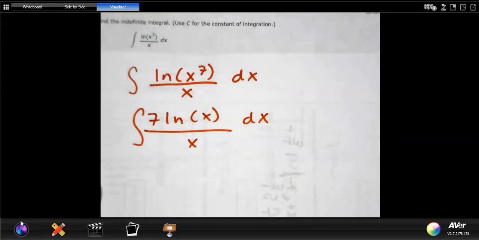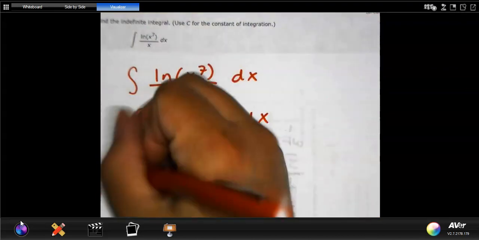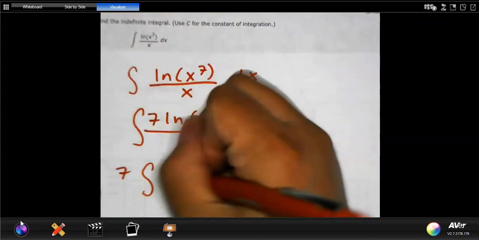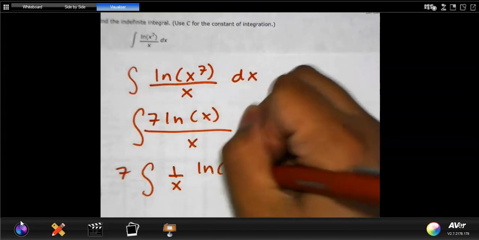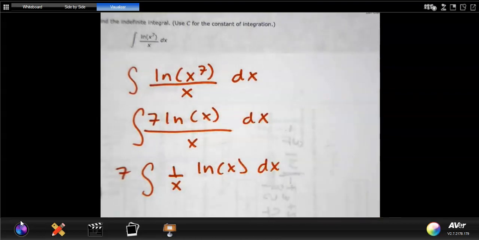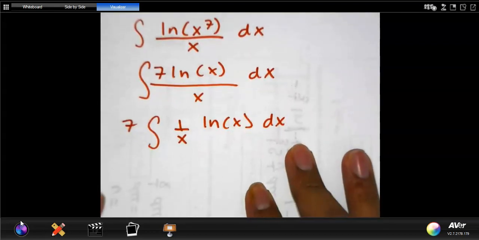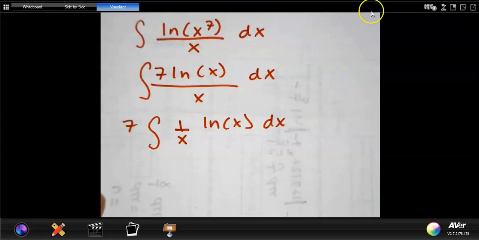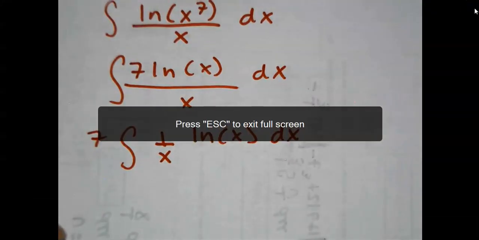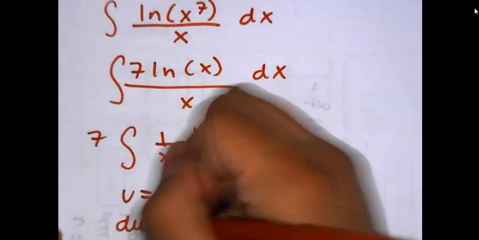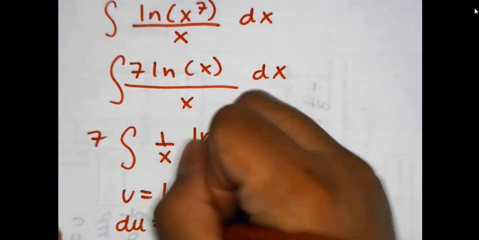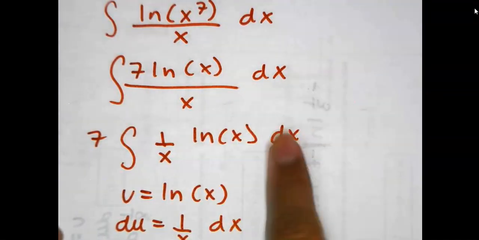I'm going to rewrite it one more time. I'm going to take out the 7 and put 1 over x, natural log of x dx. It's the same thing, but this way I'm going to do a u substitution, and it's a lot easier to see the substitution. I'm going to let u be natural log of x. So my derivative will be 1 over x dx, which I have.